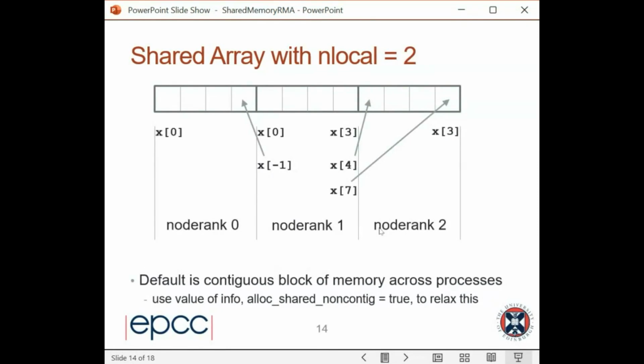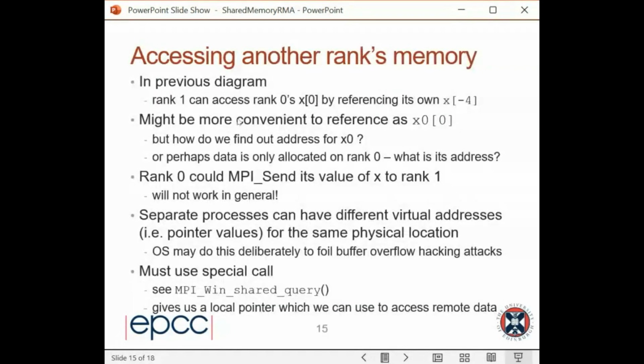So the default is a contiguous block of memory across processes. You can actually relax that and have non-contiguous memory. I don't really see why that would be useful, I have to say. You can tell MPI you don't need it to be contiguous across processes, but I don't see how that would be useful, at least in the applications which I've seen. So that's how it works, and it does look a bit ugly, but it's all semi-legitimate.